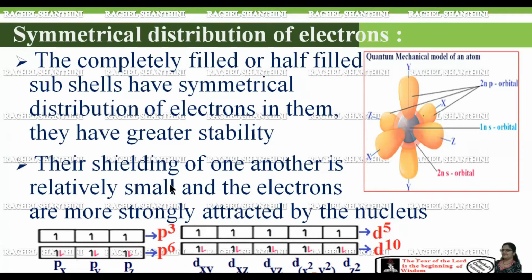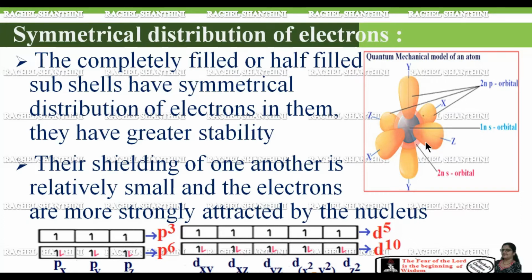Shielding means preventing or screening, enclosing, right? In Tamil, we call it kavasam, right? The shielding of one another, the shielding of x orbital and y orbital, or x orbital and z orbital, or y orbital and z orbital, is relatively small and the electrons are more strongly attracted by the nucleus. So it increases the stability.